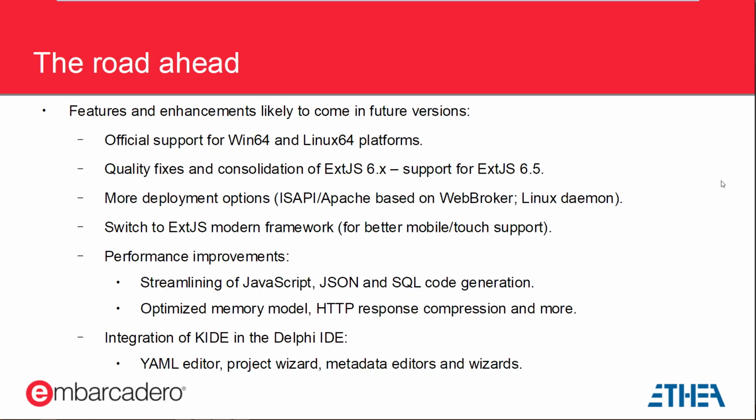Finally, here is a list of things we are planning to do on Kitto in the near future. We are going to add official support for Win64 and Linux 64 platforms. We will consolidate the XJS 6 version of Kitto named Kitto 2, which is a complete overhaul over the previous version. We would like to add more deployment options, switch to XJS modern framework for better mobile and touch support, apply many performance improvements we have in mind, and so on. One major undertaking, and something we are still pondering on, would be to integrate Kitto directly inside the Delphi IDE. This would enhance the workflow and possibly bring a more pleasant development experience overall.